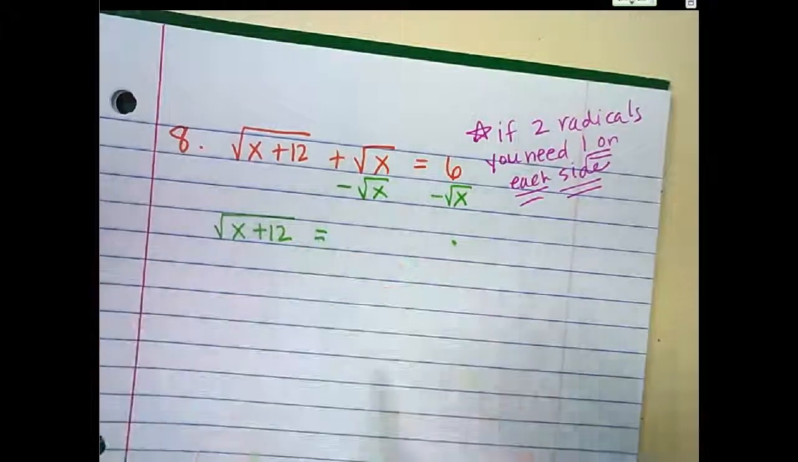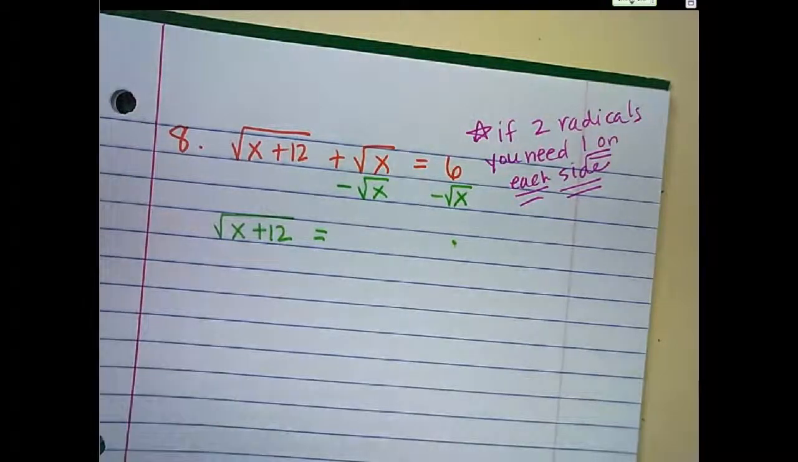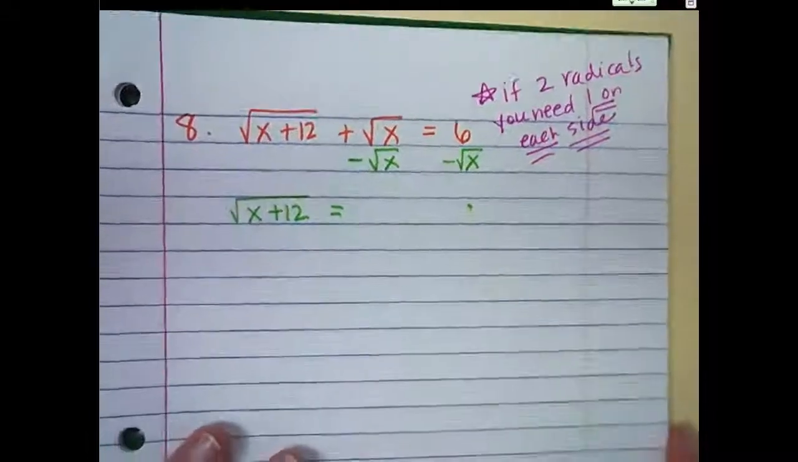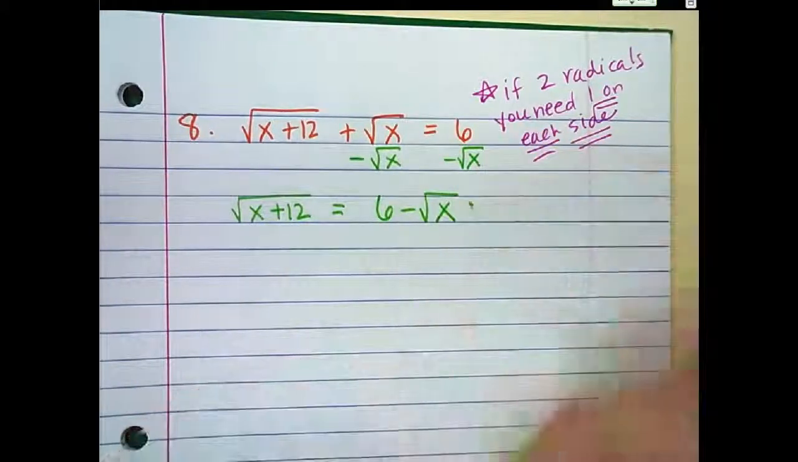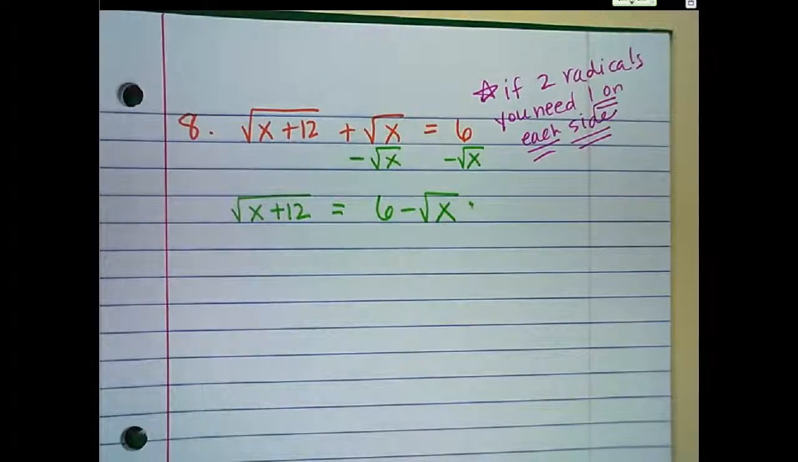Yeah, you can move either radical over. It's just the whole thing moves. I moved over the square root x. So now I'm here. You could move over the square root x plus 12. That's fine too.